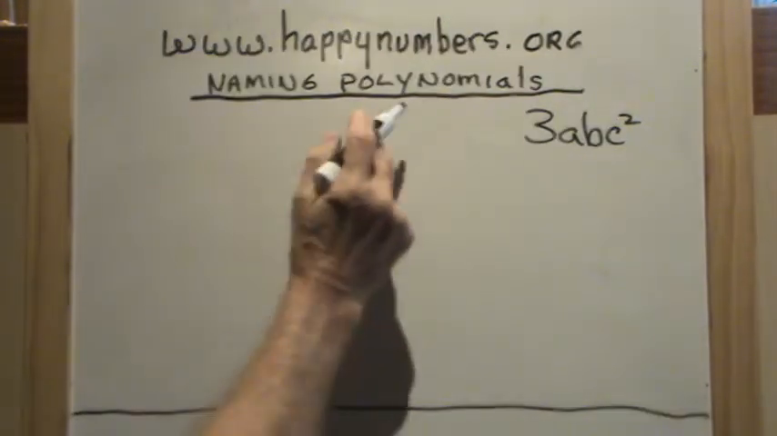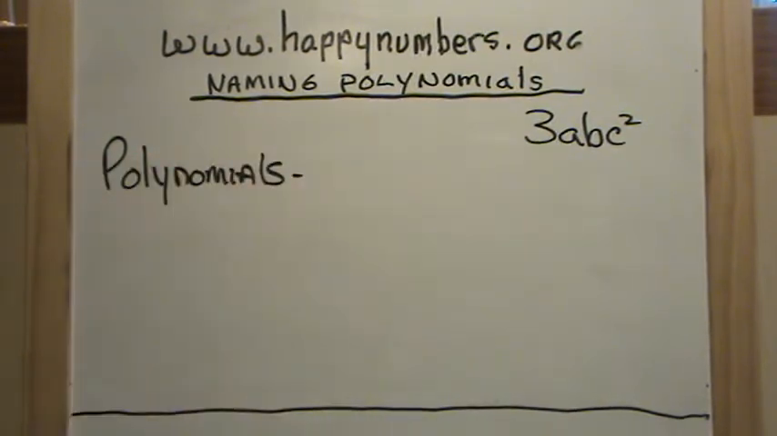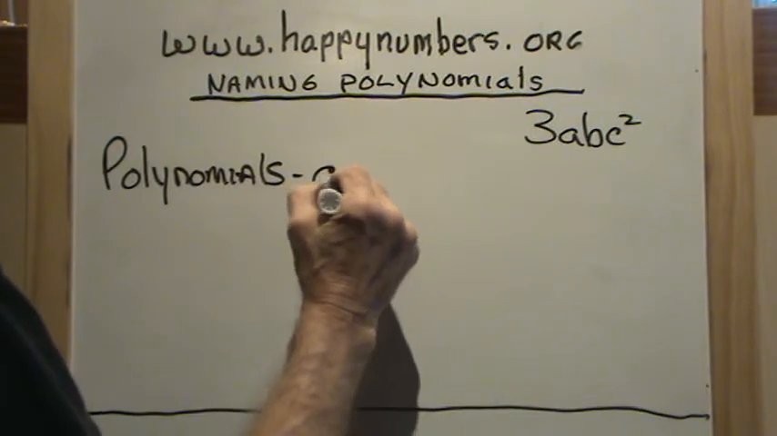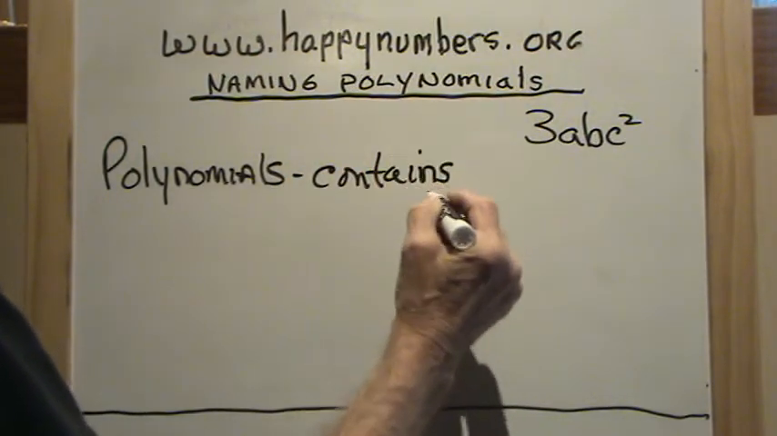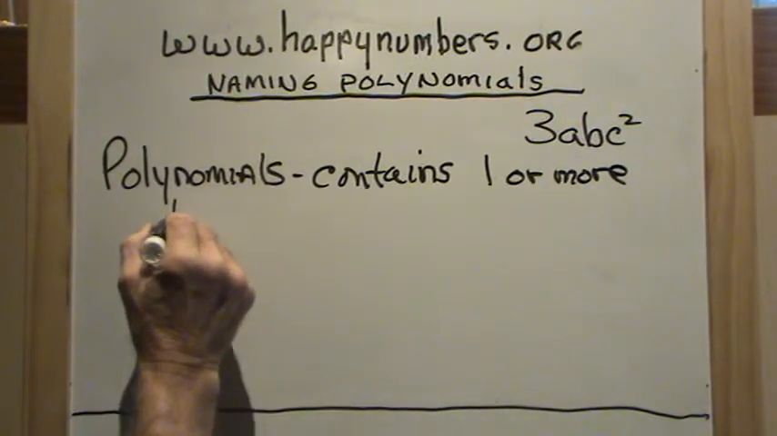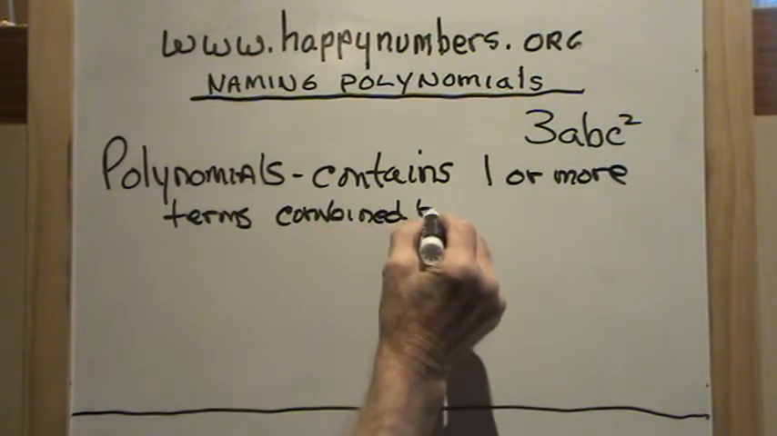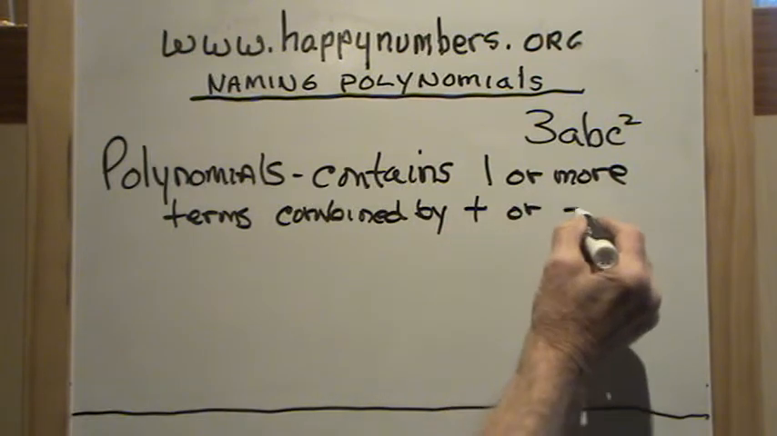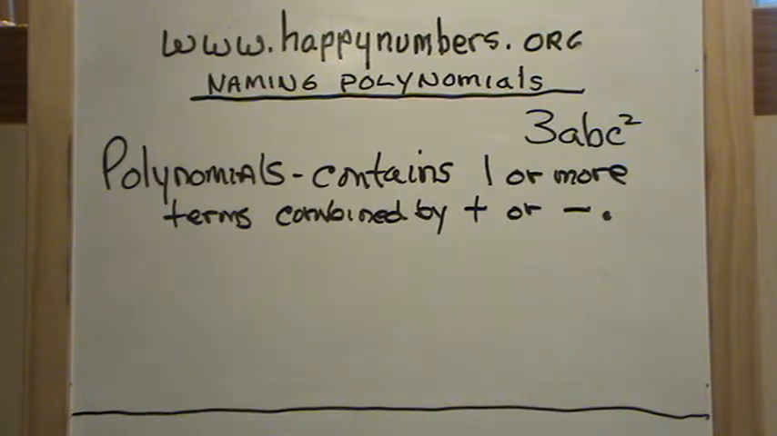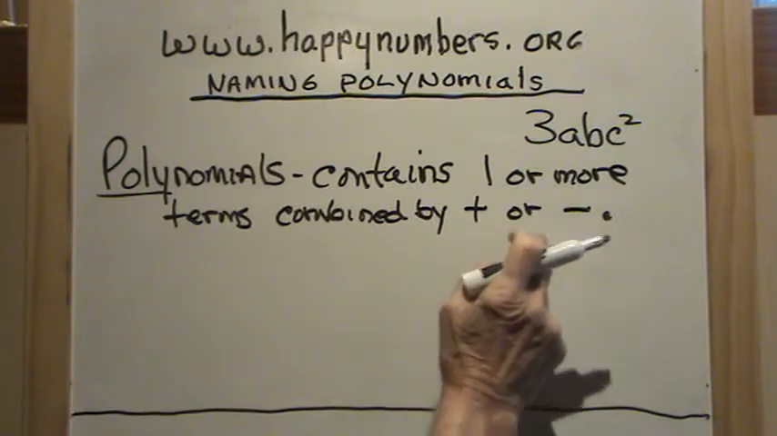All right, now we want to talk about polynomials. And a polynomial contains one or more algebraic terms combined by addition or subtraction. So an algebraic polynomial. The word poly means many, and we'll talk about that in a minute. A polynomial contains one or more algebraic terms combined by a positive or a negative sign.